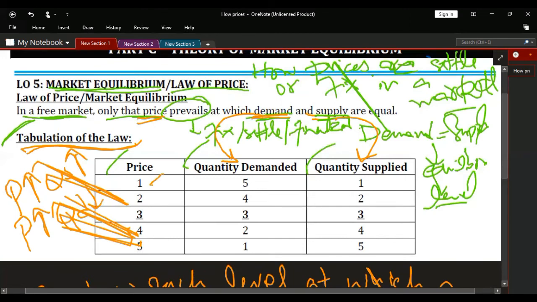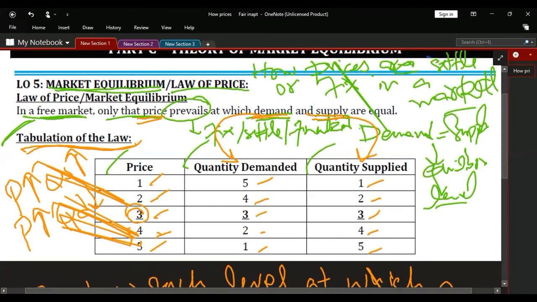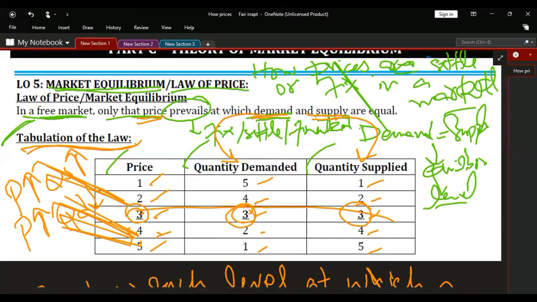So here price is taken 1, 2, 3, 4, 5. But quantity demanded needs to decrease 5, 4, 3, 2, 1, and quantity supplied needs to increase due to its direct relationship. So price 3 is the price at which quantity demanded is equal to quantity supplied. So this point is known as equilibrium point.